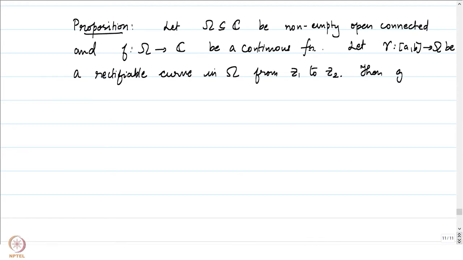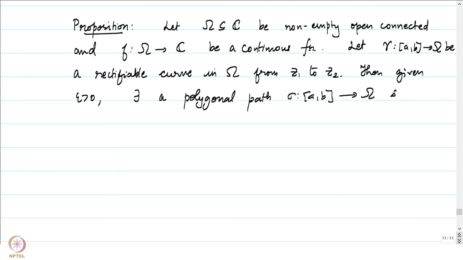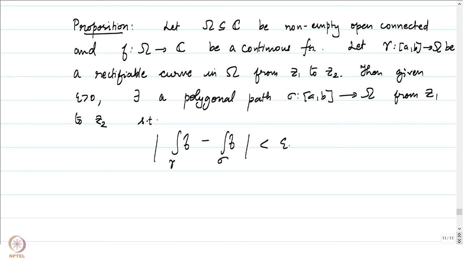Then, given epsilon positive, there exists a polygonal path sigma in omega, again from z1 to z2, the initial point is z1 and the terminal point is z2, such that the integral of f over gamma can be made arbitrarily close to the integral of f over sigma; given epsilon positive, this can be ensured. The integrals are epsilon close, that can be ensured. So notice that this is a strong condition in the following sense.